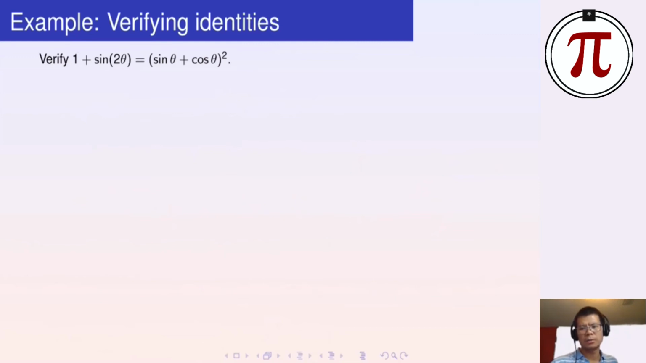Nick, can you read it for us, please? Yes, verify 1 plus sine 2 theta equals (sine theta plus cosine theta) squared. Okay, very good. For this one, you can prove either from the left to the right or from the right to the left, right? Solution, proof.